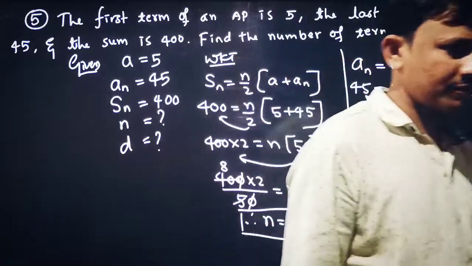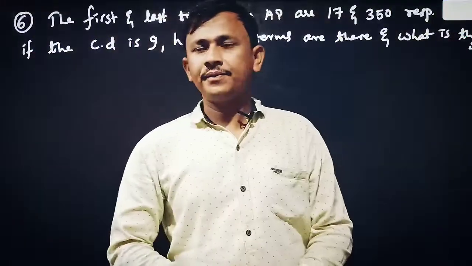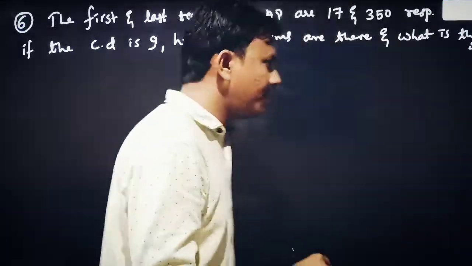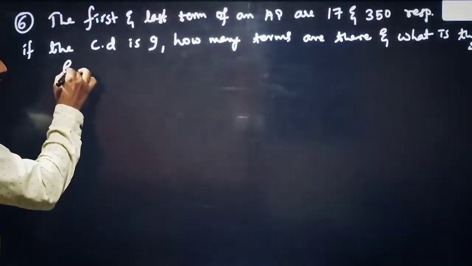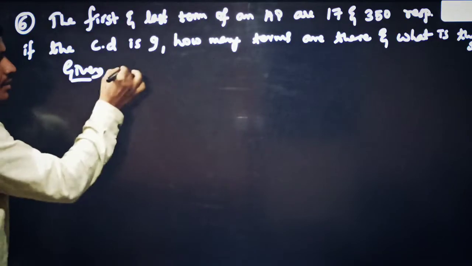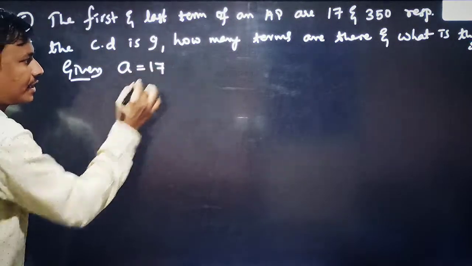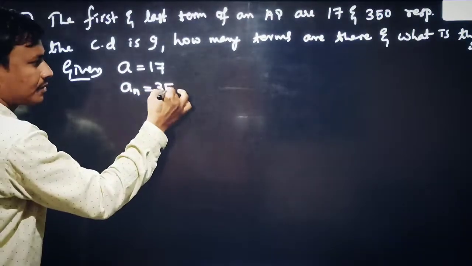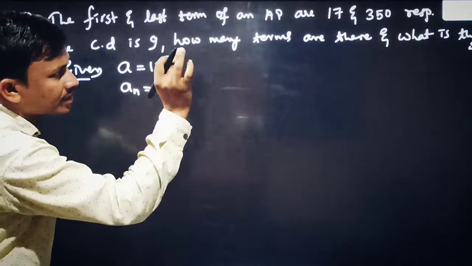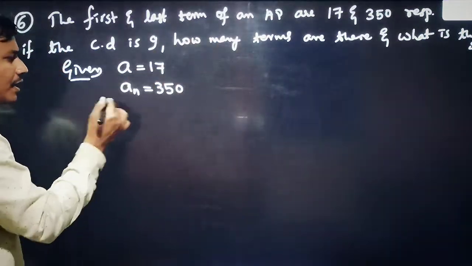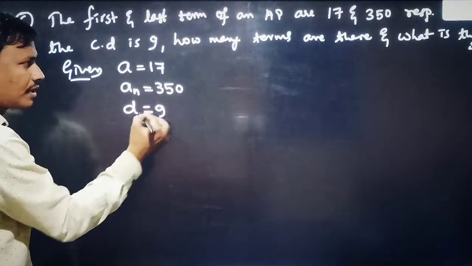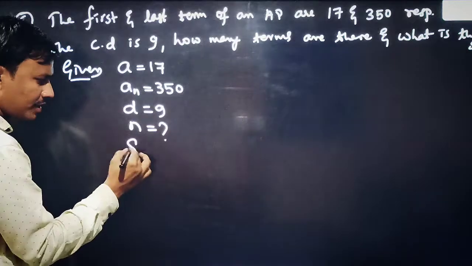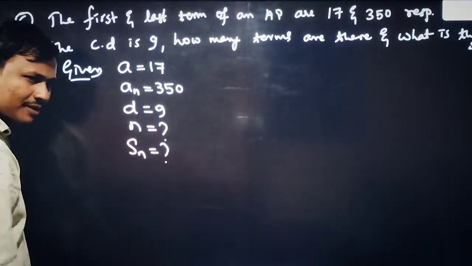Check. Sixth question. The question is: the first and last term of an AP. What is first term here? 17. Okay. Given a is equal to 17. What is last term? an is equal to 350. First and last terms are a and an respectively, and common difference D is equal to 9. We need to find out n is equal to question mark, Sn is equal to question mark.